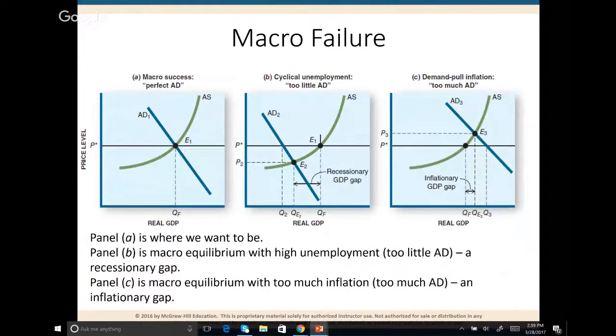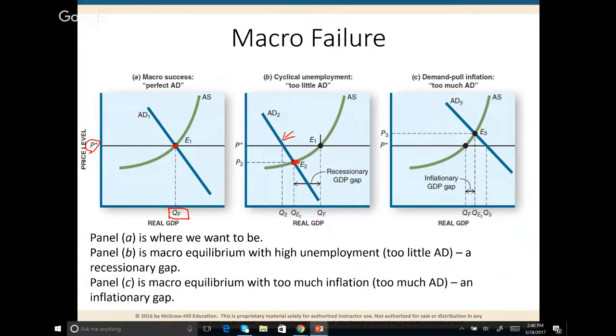So let's look at some example here. Suppose that your economy is on this level. So this is the perfect economy. Right now we're at this full employment output, and then you have your price level over here. And then suppose something happens. Let's suppose that your consumption goes down. So consumption goes down, we're going to shift our AD curve to the left. So go to AD2. Now at AD2, you're going to have a new equilibrium.